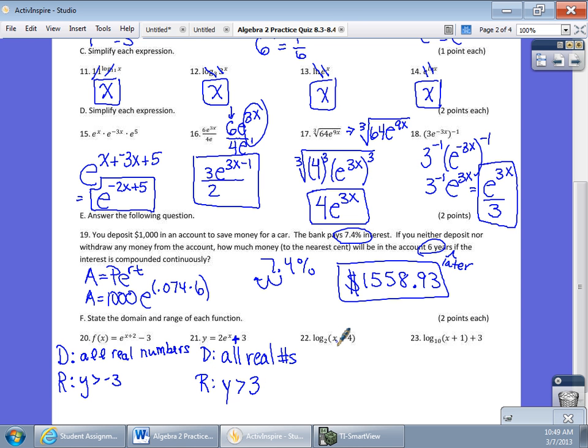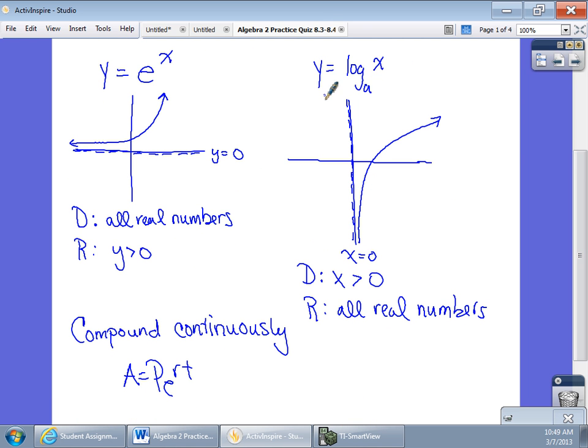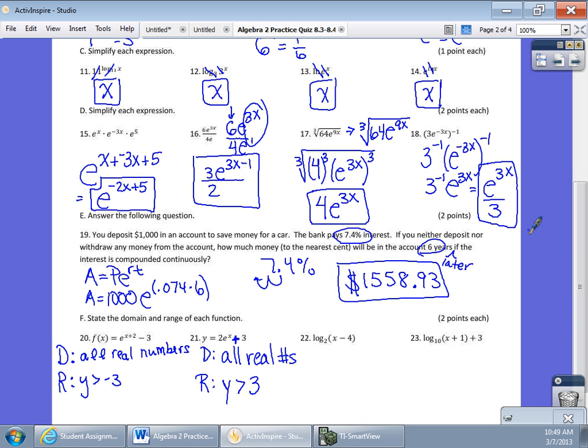Now logs are different. Come back and let's check out the domain and range of logs. For a logarithmic function, domain is x greater than 0, range is all real numbers. So here, when we do our domain, typically for logs, x would be greater than 0. But because of this, we're shifting 4 units right. That's subtracting on the inside, that shifts 4 units right. So therefore, x is greater than 4. Range for logs never changes.